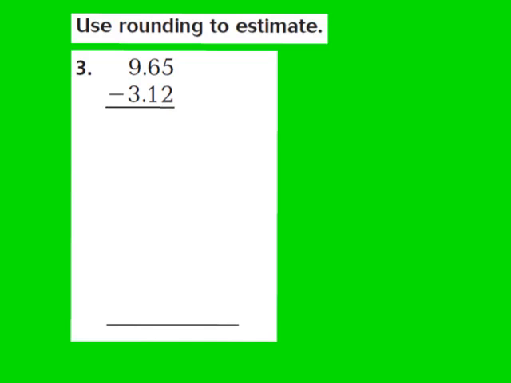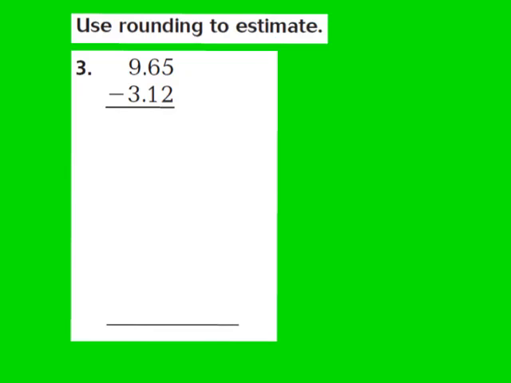Now, let's take a look at question number 3. Once again, our job is to use rounding to estimate. Well, for question 3, they give us 9 and 65 hundredths minus 3 and 12 hundredths. Now, I'm going to focus first of all on the 9 and 65 hundredths. And what I'm going to do is focus on that 9 in the ones place. That's the number that I want to round. So I'm going to put a circle around that 9.